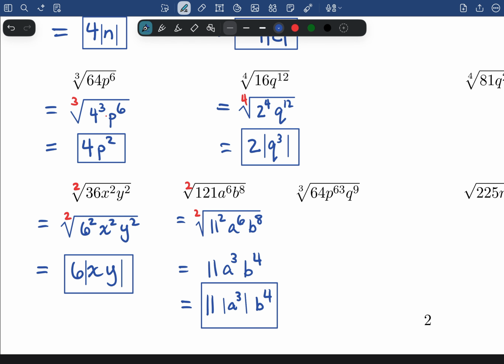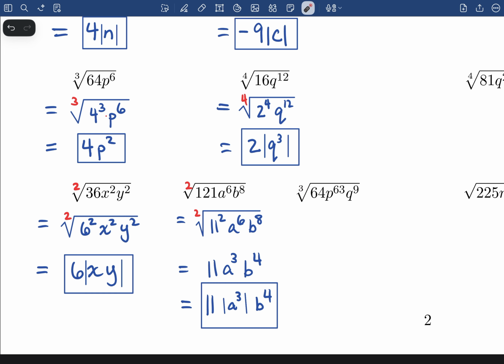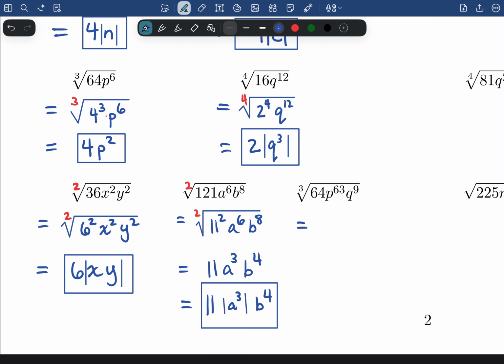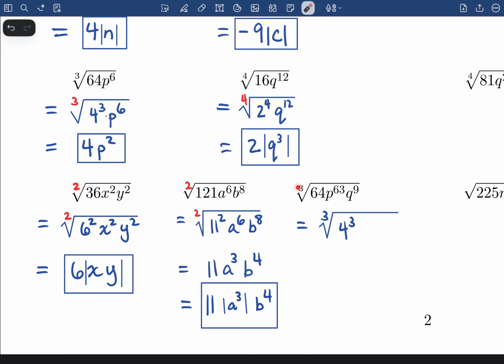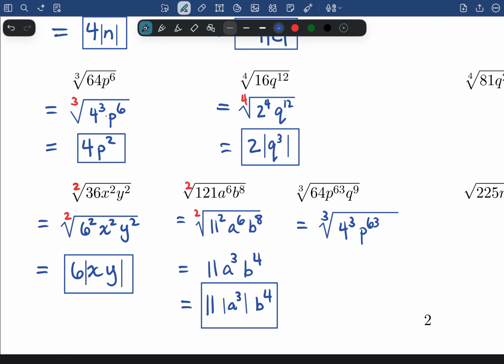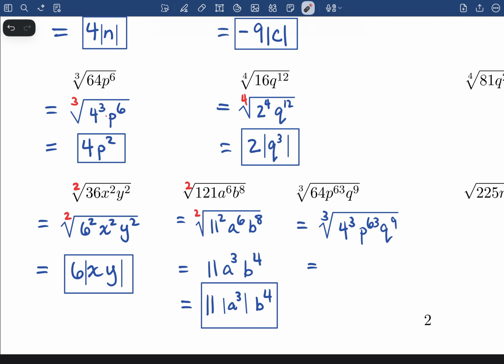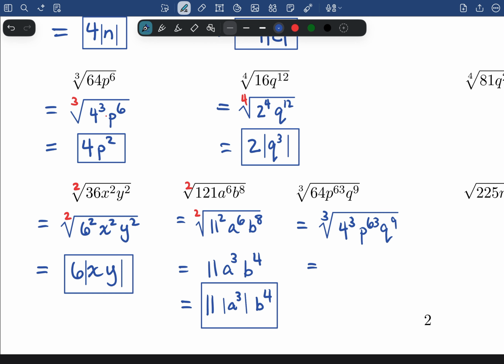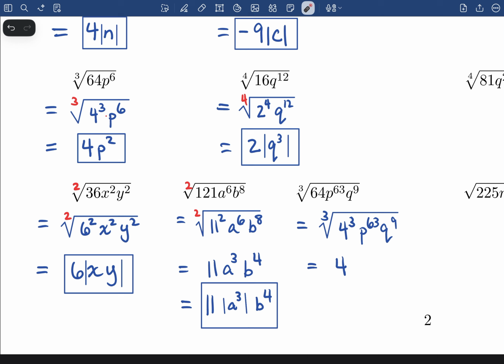And lastly, we have the cube root of 64 times p to the 63rd power times q to the 9th. Okay, this is an odd index of 3. I've got the cube root of, well, 64 is 4 cubed, right? I'm thinking in perfect cubes right now because of the index. 64 is 4 cubed. And I've still got the p to the 63rd and q to the 9th. And so writing my final result, I'll take 4 cubed, cube root, and I think, well, that's 4, right? Because 3 divided by 3 is 1, 4 to the 1st.